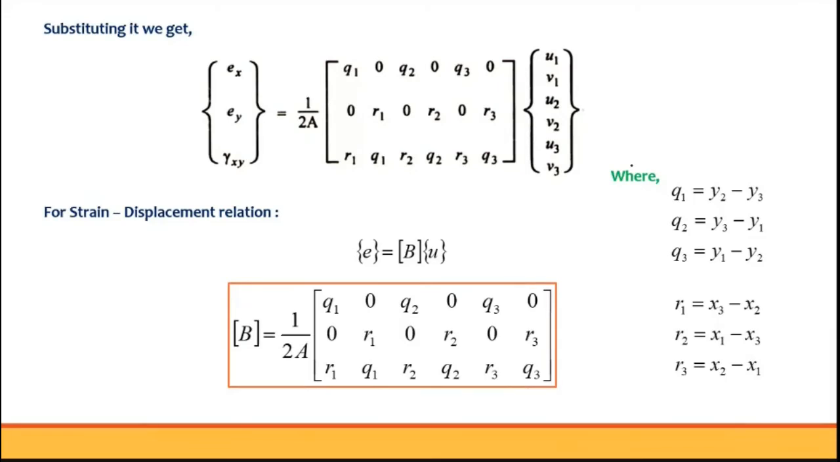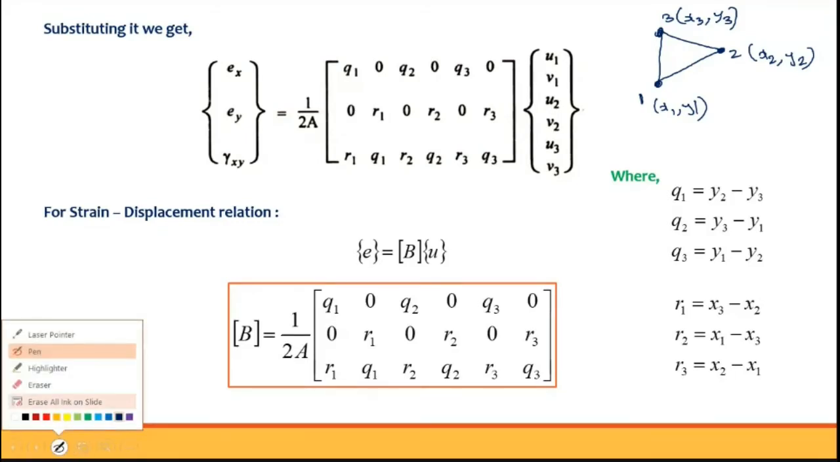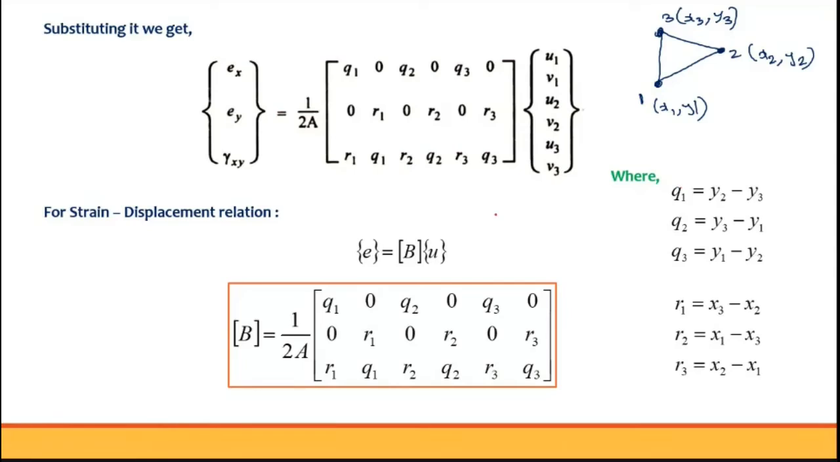That is easy. Let me consider this is my triangle, which has nodal points like this. Nodal point 1, which is x1, y1. Nodal point 2, which is x2, y2, and nodal point 3, which is x3, y3. So the easy way to remember these formulas is that you can consider either clockwise or anti-clockwise.